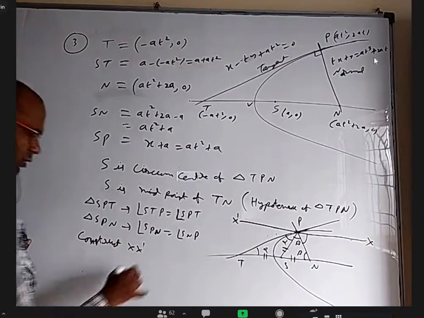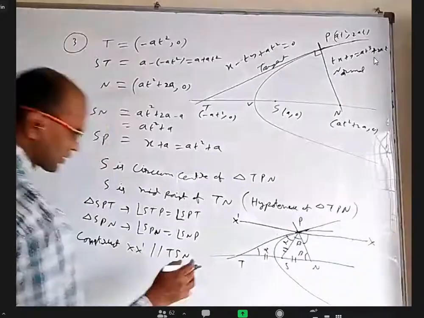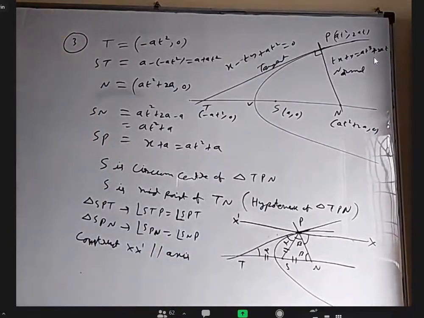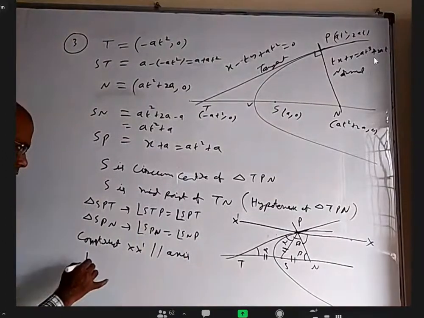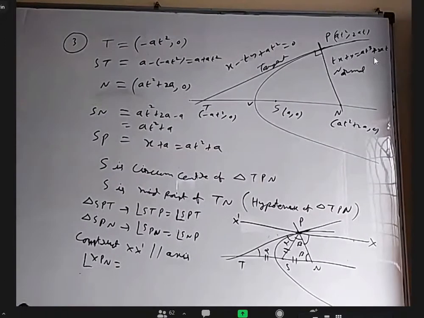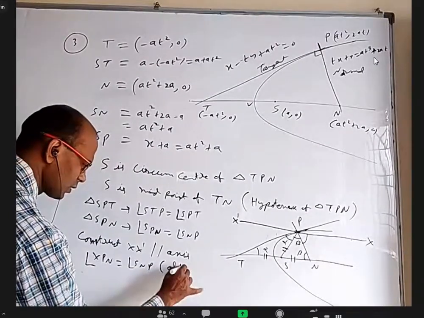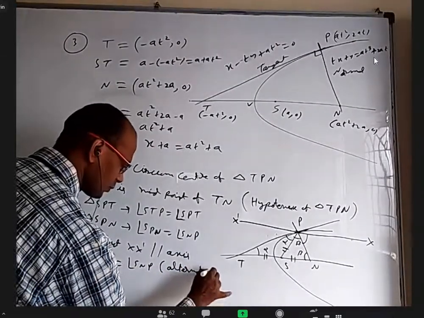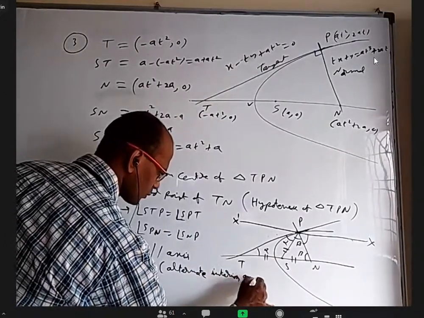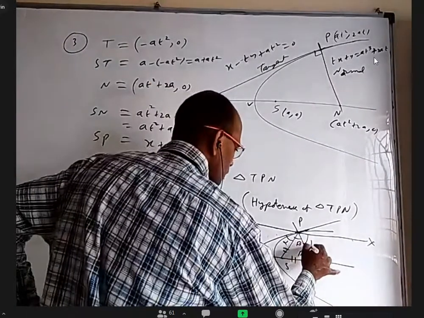X dash parallel to the TSN line. Maybe the axis, parallel to axis, you can write parallel to axis. Okay, now angle XPN is equal to angle SPN, alternate interior angles. Okay, so this is also beta now.